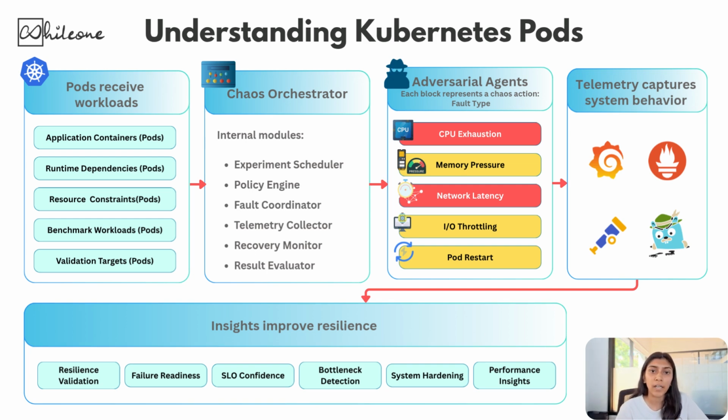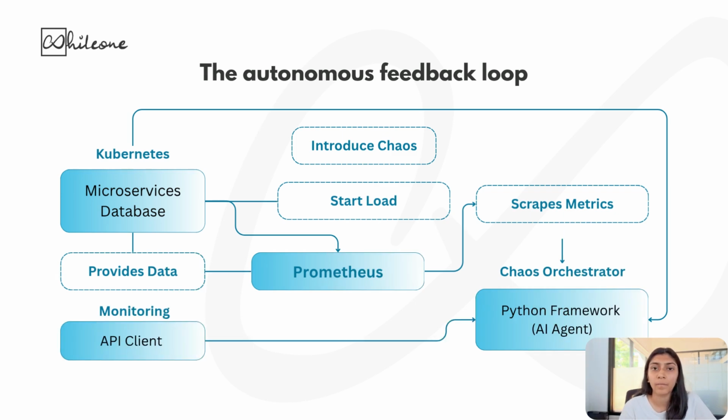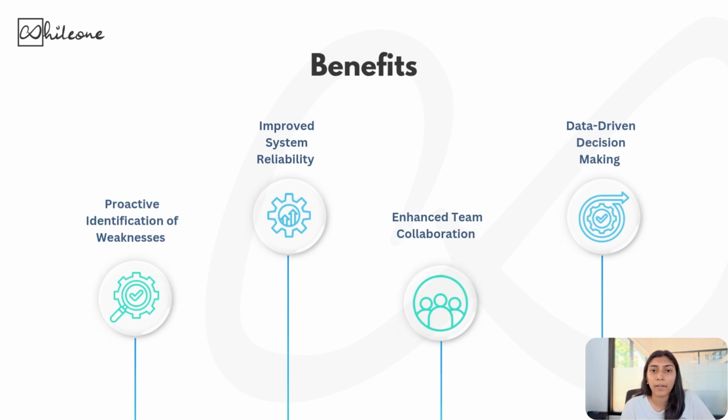Now, at the core of the architecture, we have the chaos orchestrator, which is basically the brain of the system. What it does is collect telemetry using monitoring tools, observe the system health, and then intelligently decide which failure scenario or individual test is to be conducted next. And once we have an action plan ready, we execute these failure scenarios, and thus an autonomous feedback loop is created.